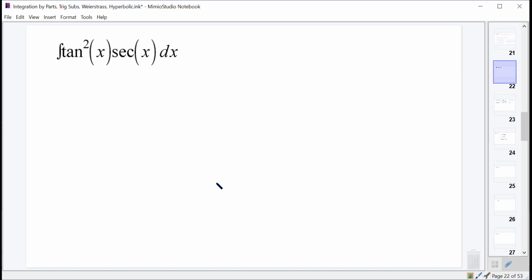Does it meet the criteria for the power on tangent is odd, or the power on secant is even? No, it doesn't. So we're going to have to find some other way to deal with this. Is there any piece of this that can already be rewritten as something else? Tangent squared x. We could rewrite tangent squared x as secant squared x minus 1, times secant x dx.